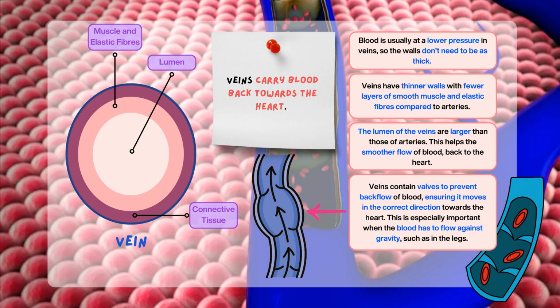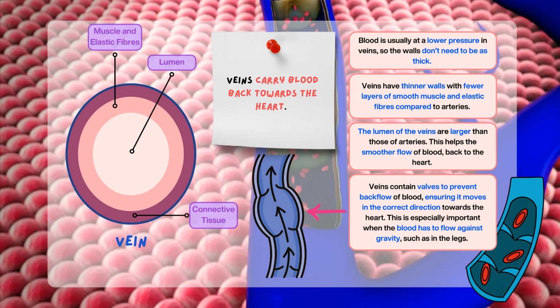Capillaries link arteries to veins in body tissues and are involved in the exchange of materials such as oxygen, carbon dioxide, nutrients, and waste products. Capillaries carry blood very close to every cell in the body. This proximity allows for efficient exchange of substances.